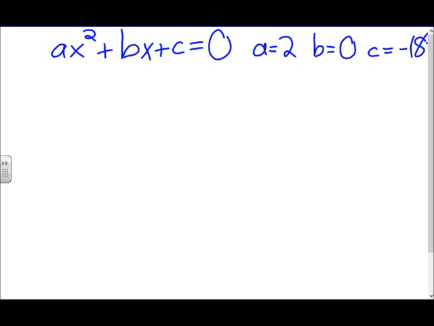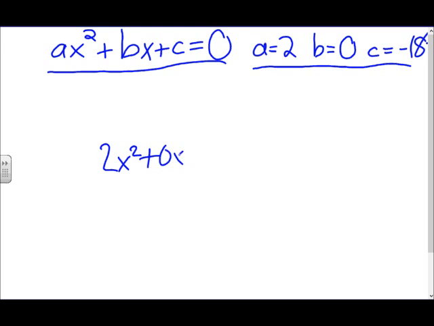This is an example of the simplest form of a quadratic equation, and these are the values we'll be using. So we plug in 2 for A, then we plug in 0 for B, then we plug in negative 18 for C, and since 0 times x is 0, you can just take that off and it becomes 2x squared minus 18 equals 0.